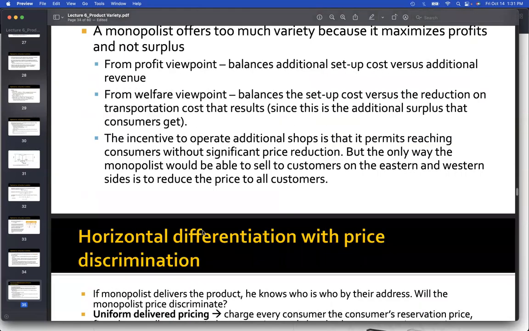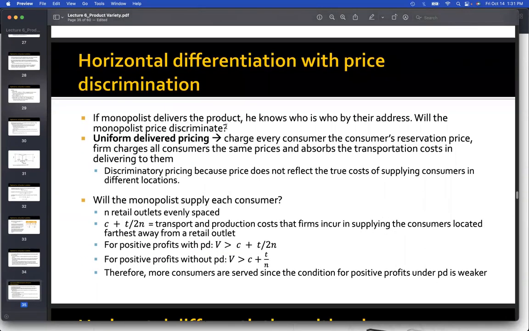Okay, so I'm going to let you read this. It's basically similar to what I already said. All right. So now I think this is the last topic in the horizontal differentiation model: horizontal differentiation with price discrimination. This is interesting. If the monopolist delivers the product, he knows who is who by their address, right?